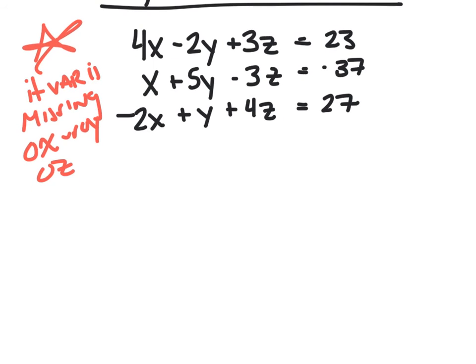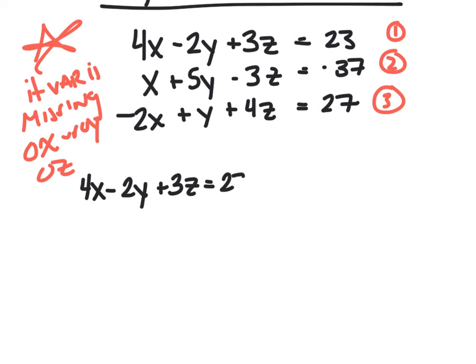All right, so I'm just going to label these 1, 2, and 3. And again, it doesn't matter which 2 equations you pick. We'll just pick one and go for it. So let's see, I think I'm just going to go with 1 and 2 and rewrite those out. Okay, now again, you can pick any variable you want to eliminate.